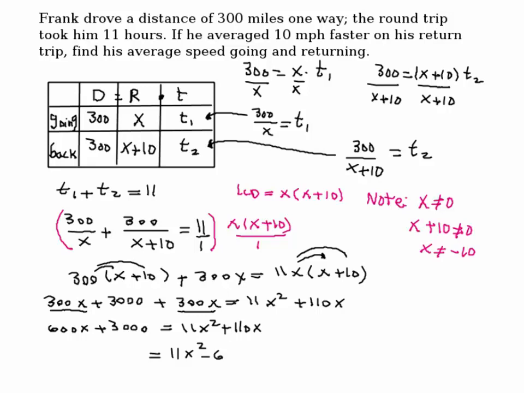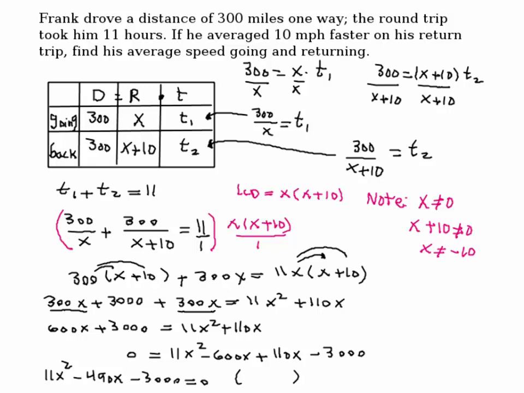I'm going to move everything to the right side, so I'm going to subtract 600x from both sides of the equation. I already have 110x here to add together, and then subtract 3000 from both sides of the equation, so everything would be equal to 0. So I get 11x squared. If I combine minus 600 plus 110, that gives me minus 490x minus 3000. Now you can use the quadratic formula to solve this, or factor it.